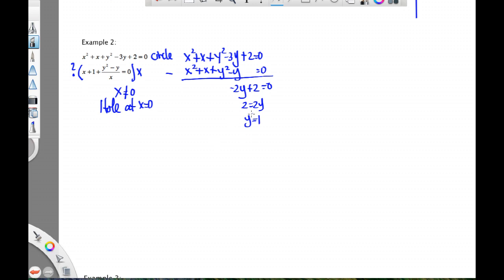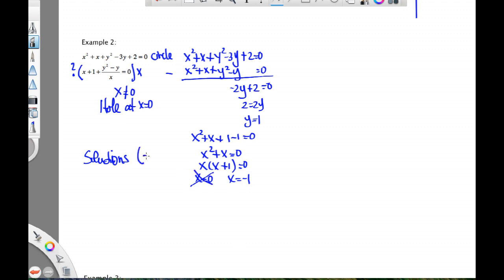And if y is equal to 1, then I can plug it in here, so then I get x squared plus x plus 1 minus 1 is equal to 0. 1 minus 1 is 0, so x squared plus x is 0, that's factorable: x times x plus 1 is 0, so you either get x is 0 or x is negative 1. So the solutions, I said solutions, but this one's not allowed, right? The only solution that we have is negative 1 and 1.